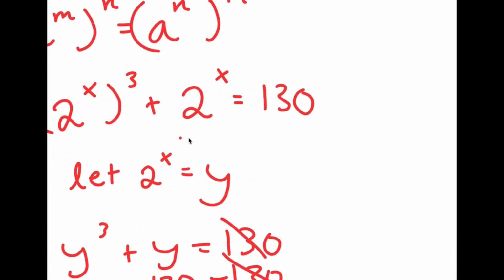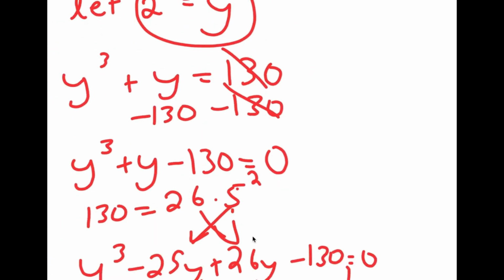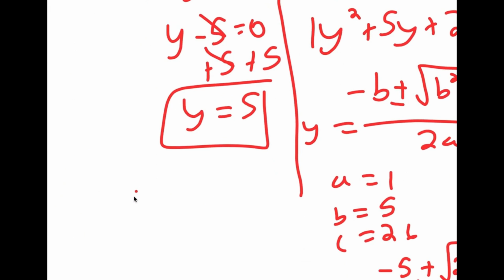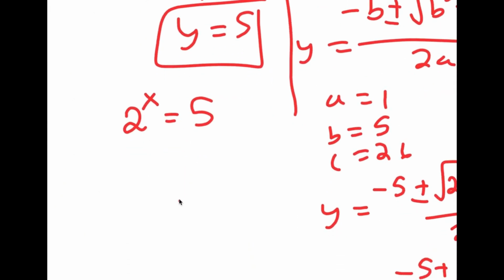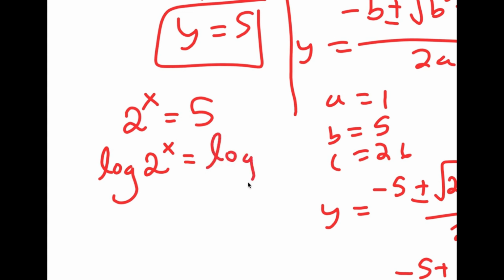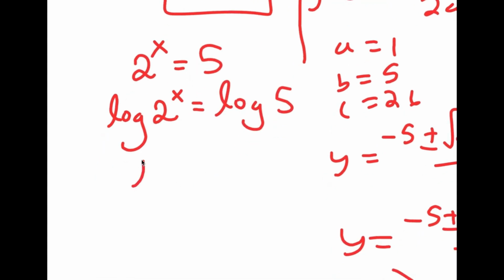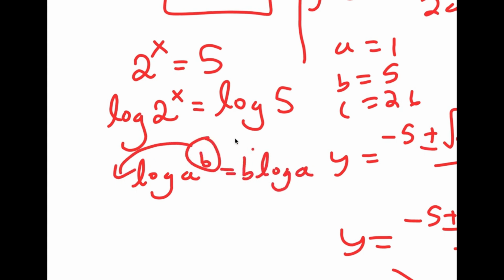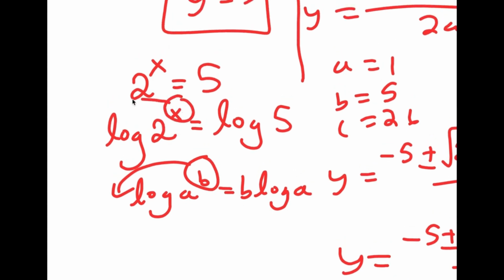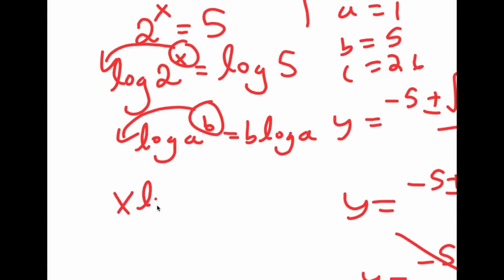And now remember how we let 2 to the power of x equal y. So this means that 2 to the power of x is equal to 5. Now to solve this equation, I'm going to take the log on both sides. So I get log 2 to the power of x is equal to log 5. And if I have something in the form log a to the power of b, I can move this exponent b to the front, so it's going to equal b times log a. So in this case, I have log 2 to the power of x, and I can move x to the front. So I get x times log 2 is equal to log 5.